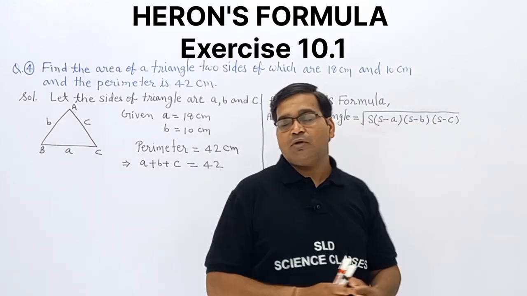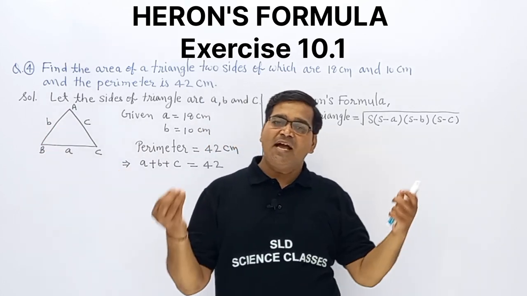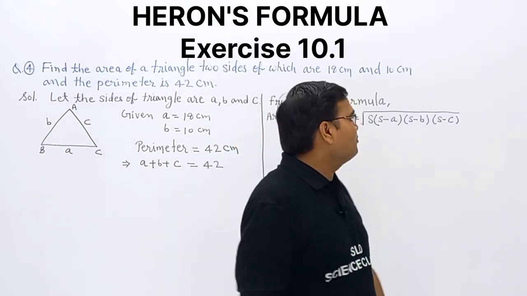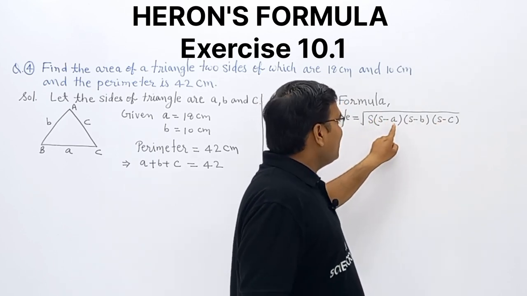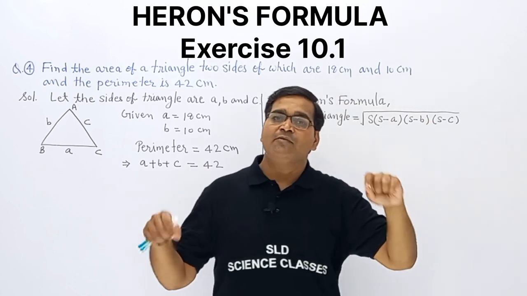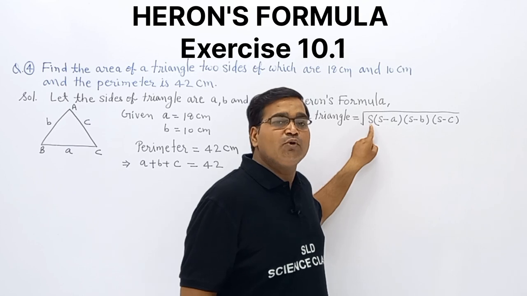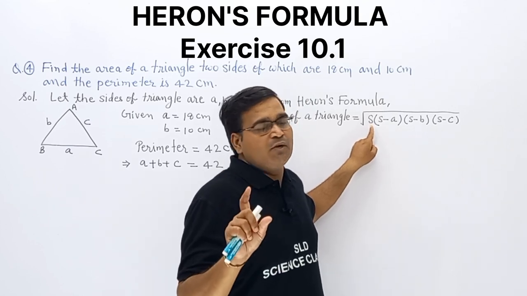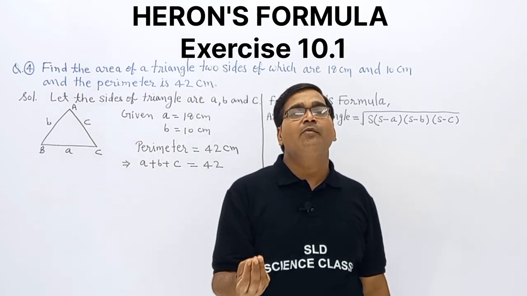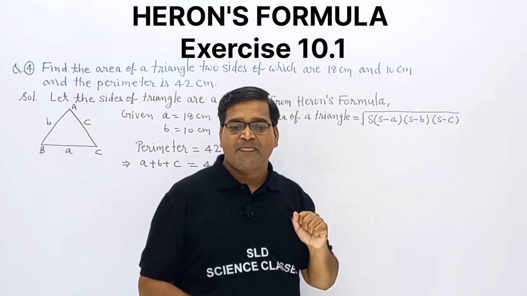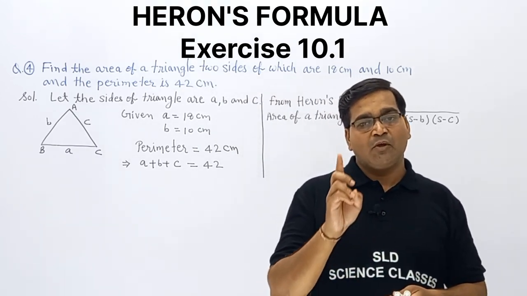a, b, c are the sides of the triangle. Once we have the sides of a triangle, we will put the values of a, b, c there. If we have all the sides of a triangle, then we can easily find s. Why? Because s is the semi-perimeter. We will add all these sides, a plus b plus c, divided by 2, and that will be s.